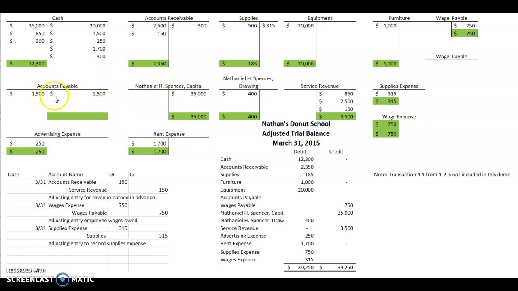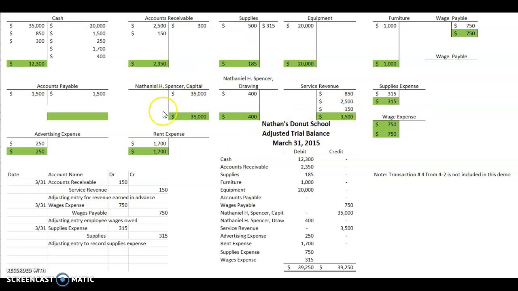So I've included all the T accounts we've talked about in Nathan's accounting system, and I have posted those transactions to each of the T accounts. So for instance, accounts receivable, there's a $150 debit. Service revenue, $150 credit.